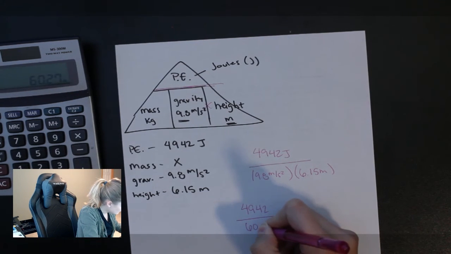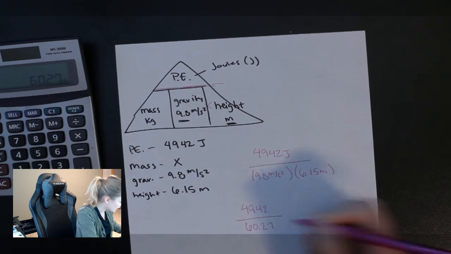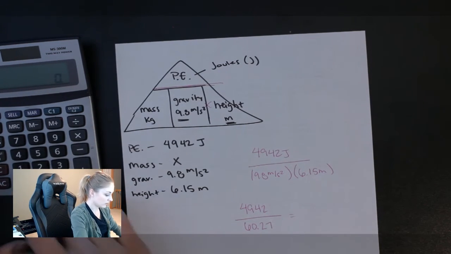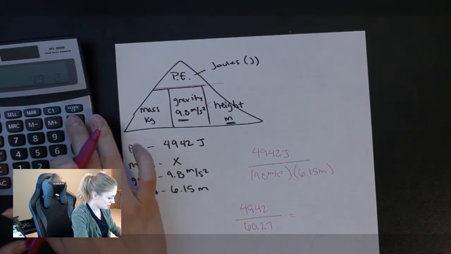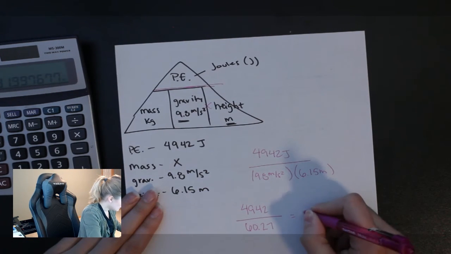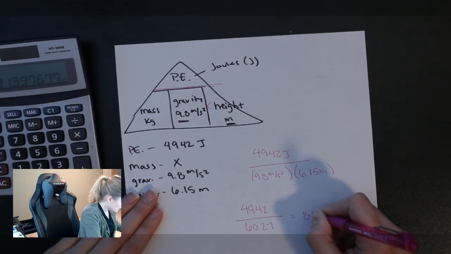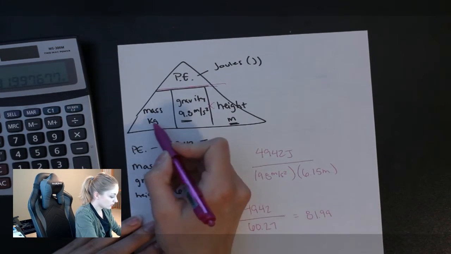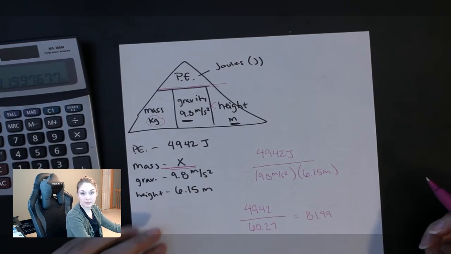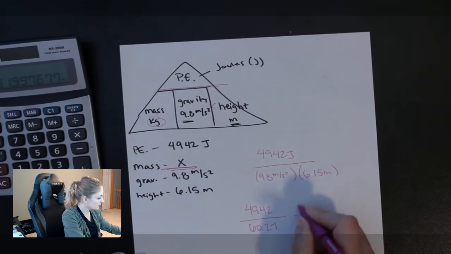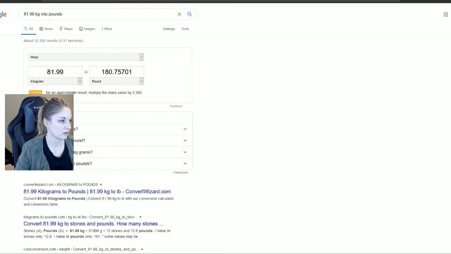So now my new equation is going to be 4,942 divided by 60.27. And now that this is simplified, I can solve that. And I get an answer of 81.99. And again, I'm solving for mass. So I'm going to look back up and see what my label is for mass. In this case, it's kilograms.